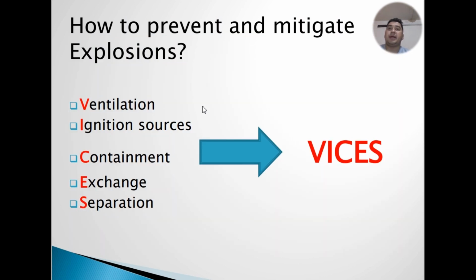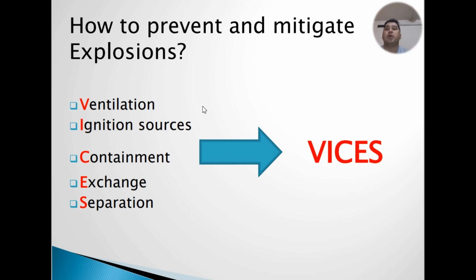How to prevent and mitigate explosions. Now, how can we prevent and mitigate, or reduce the chances of, an explosion? First of all, ventilation is very, very important. The area wherever you are handling any hazardous chemical, hazardous solvents, or any flammable material should be ventilated. There are certain ways you can achieve ventilation. It could be natural ventilation, it could be forced ventilation. So there are different types of ventilation that you can use.